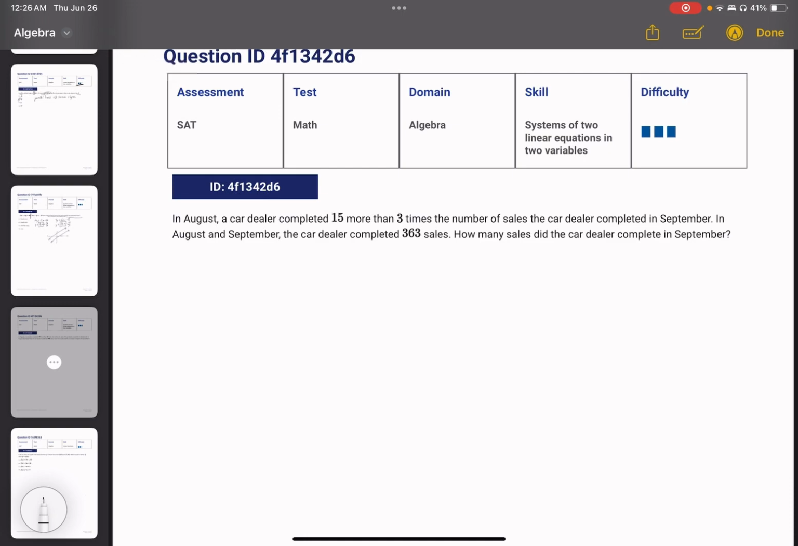Okay, next question. In August, a car dealer completed 15 more than 3 times the number of sales the car dealer completed in September. In August and September, the car dealer completed 363 sales. So we know August plus September is 363 sales. How many sales did the car dealer complete in September? So another system of equations question. We're going to set up our second equation. In August, it's equal to 15 plus 3 times the number of sales in September.